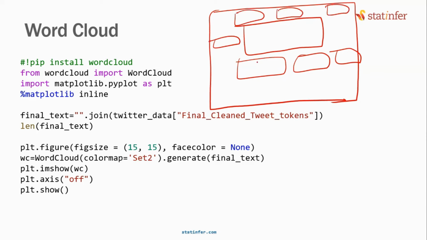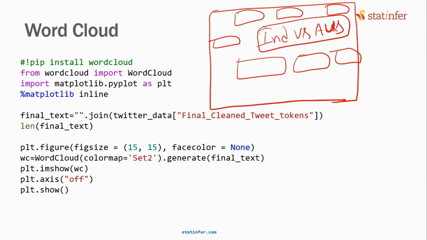For example, if you take yesterday's and today's Twitter, everybody is talking about the India versus Australia match. A lot of people on Twitter are talking about that. Then it will come in the larger font. Some people are talking about Modi. Then it will come in the next font. Some people are talking about Rahul Gandhi. Then that will come in this way.